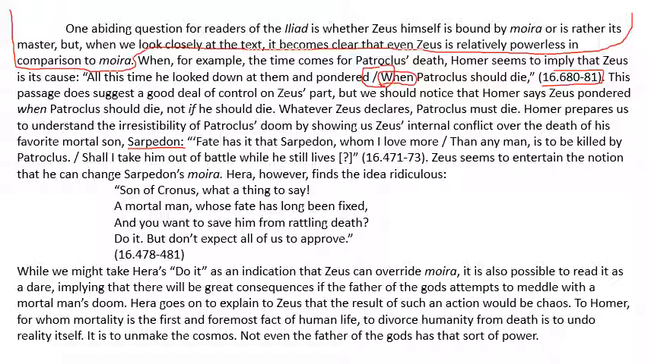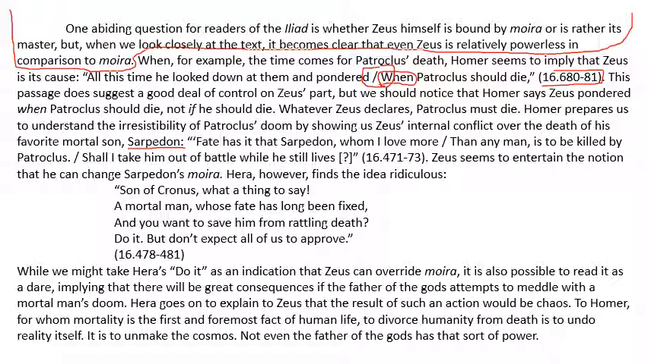"Fate has it that Sarpedon, whom I love more than any man, is to be killed by Patroclus. Shall I take him out of battle while he still lives?" Then the question mark there is in brackets because it wasn't there in the original. The sentence goes on. But this is from Book 16, lines 471 through 73. So now something's been quoted. It's got to be commented on. Zeus seems to entertain the notion that he can change Sarpedon's Moira. Right? So we're commenting on, hey, this sounds like it's the opposite of what we're arguing, right? But then we look closer.